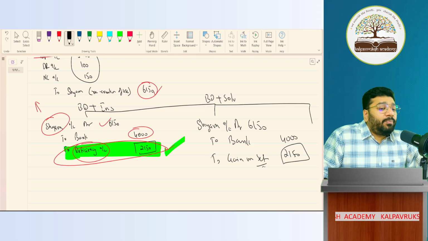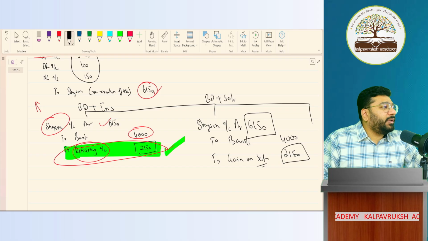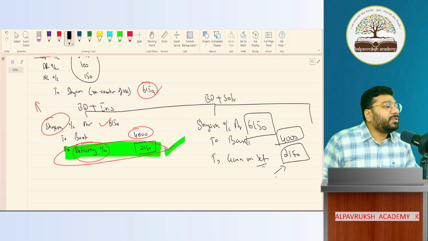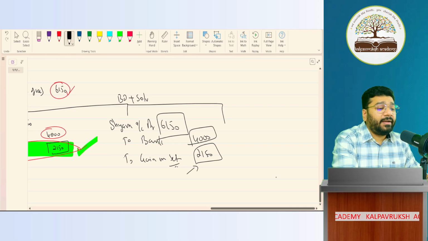Understood? How much have you enjoyed the goods? 6,150. But how much have you paid? Just 4,000. How much you have not paid, that is your gain, no boss. So this is called gain on settlement to debtor. Sorry, gain on settlement to creditor. Got it? Not got it?